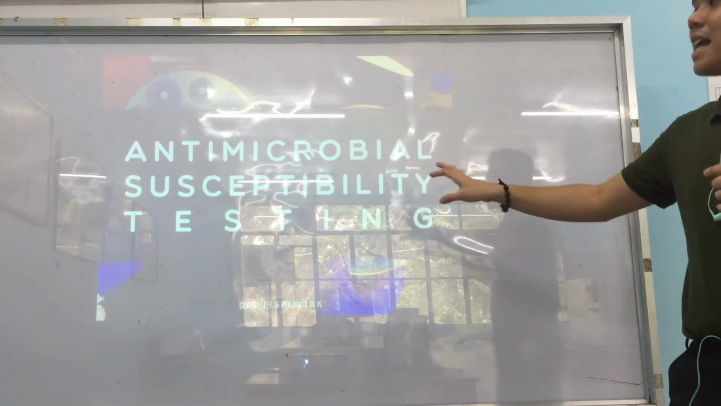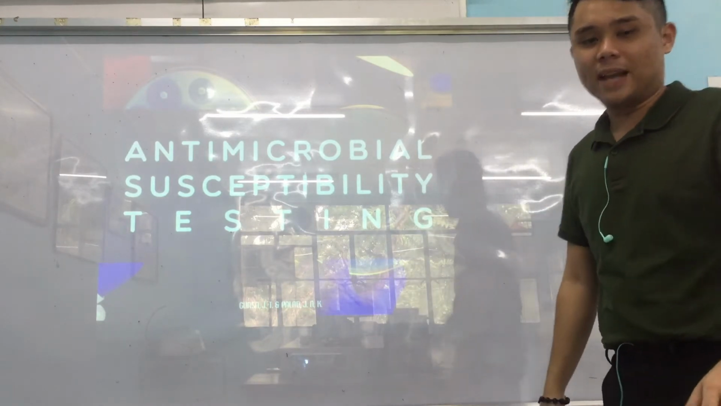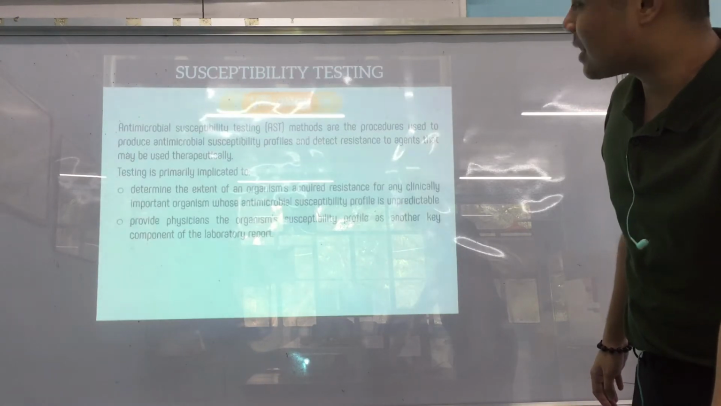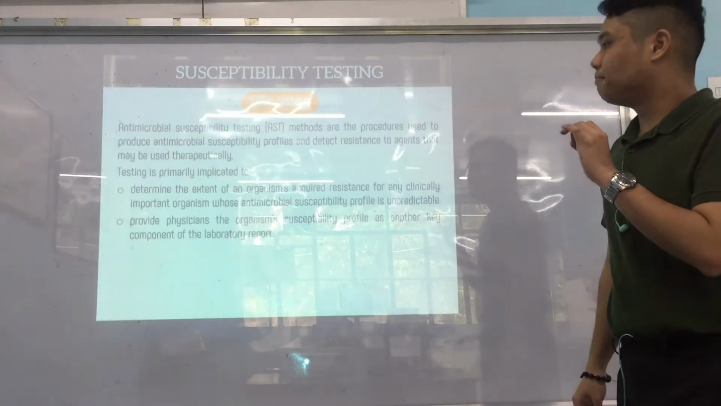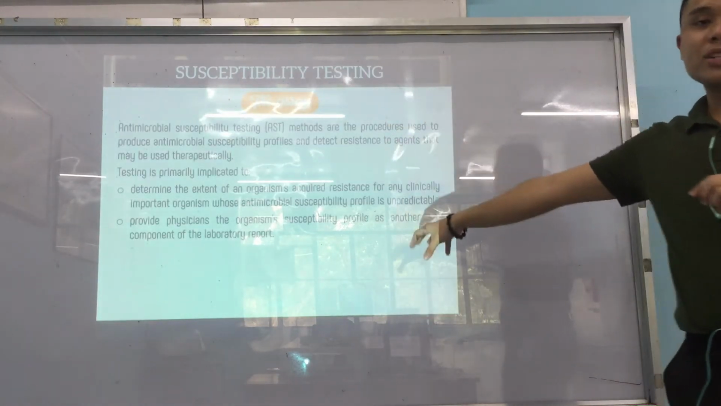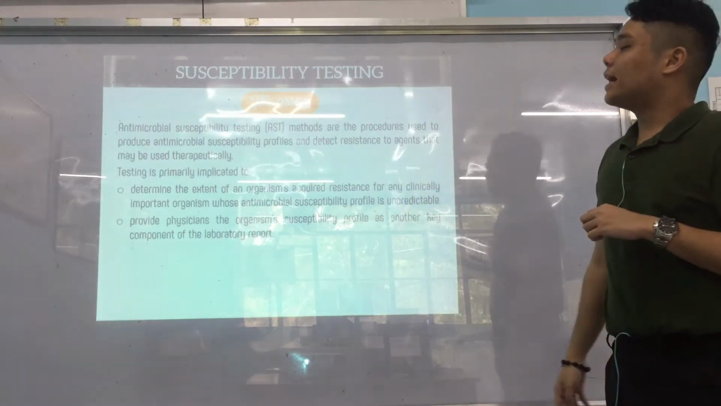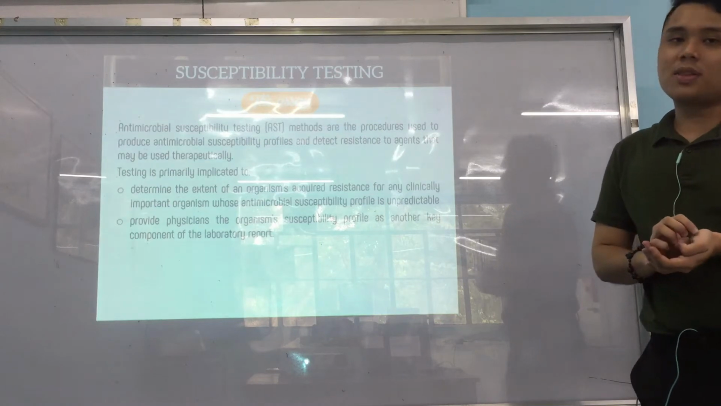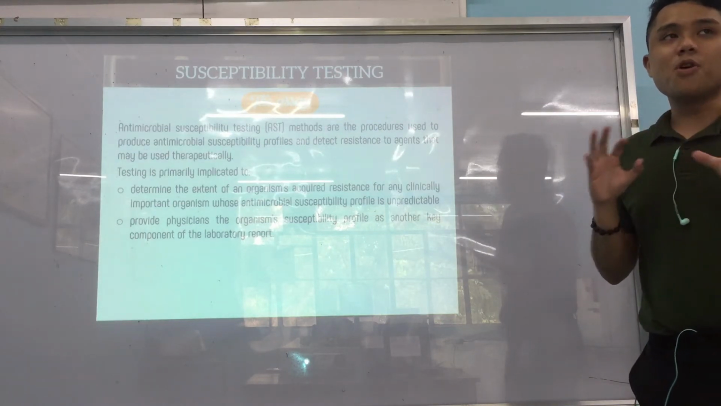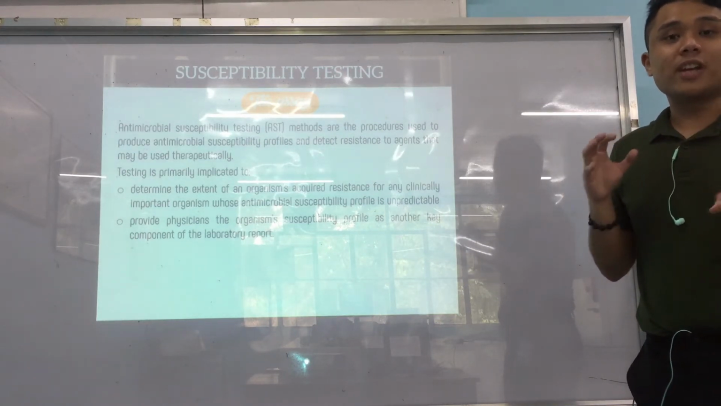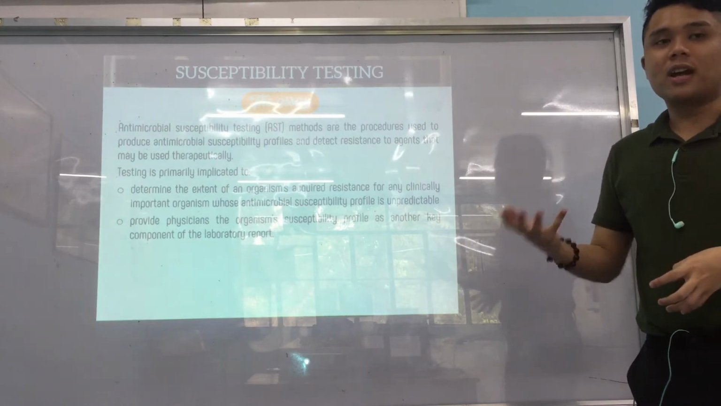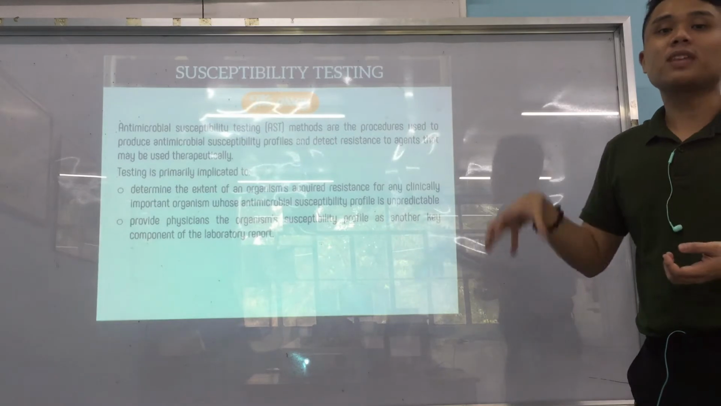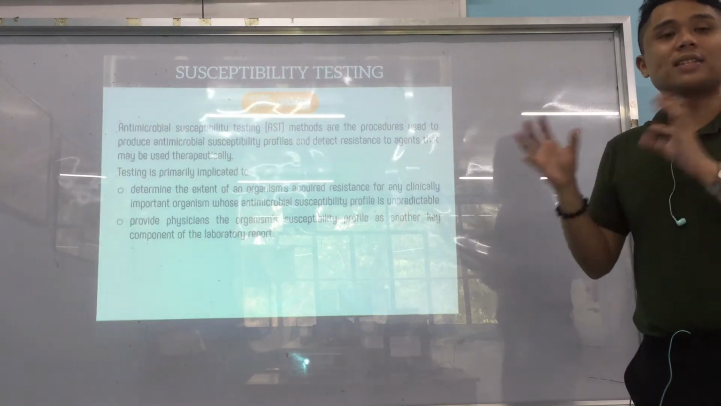Again, this is antimicrobial susceptibility testing. First, we talk about the assay. AST refers to methods that we employ to detect resistance to agents that may be used therapeutically. Aside from knowing the different agents that can be used against our pathogen, we can also detect the different resistance that these pathogens may possess to these antibiotics.